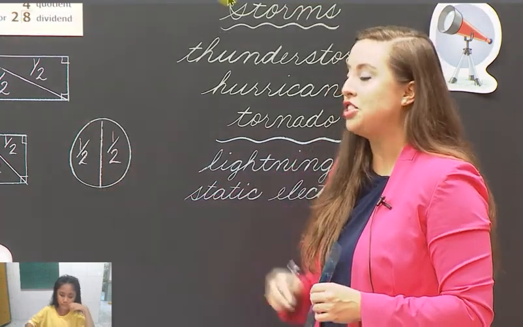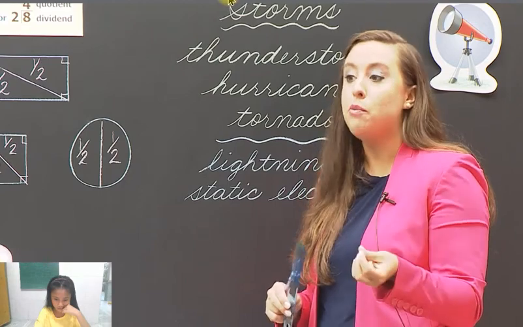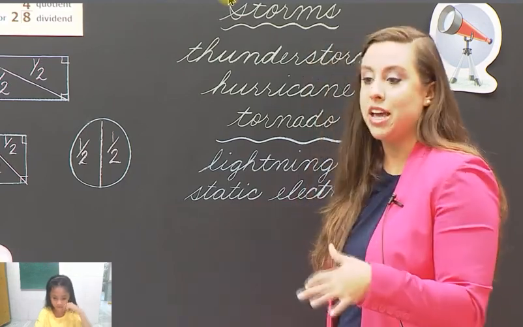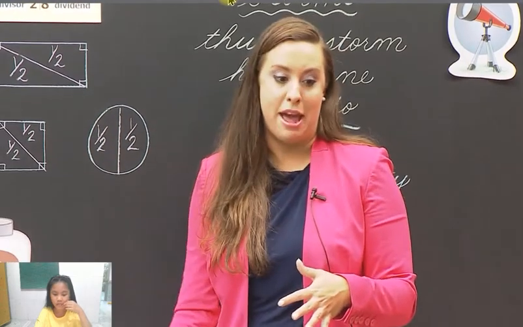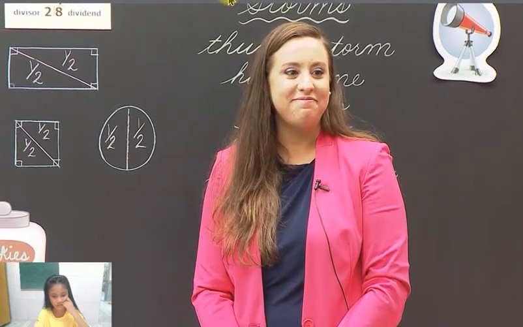So we have just divided each of these shapes in half. When I say half, what number do you think, Emily? 2. 2, that is correct. Now take these materials and set them away. So your paper can go away, your ruler, your pencil.